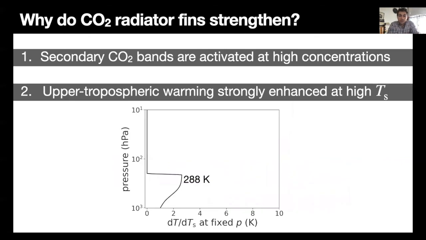But you may have also noticed that each radiator fin also grows taller at higher surface temperature, and that's because the upper tropospheric warming on a moist adiabat is increasingly enhanced at high surface temperature. So whereas at cooler surface temperatures, say 288 Kelvin, the upper troposphere warms maybe twice as quickly as the surface, at much warmer surface temperatures, it warms more like 10 times as quickly as the surface. So if you are a CO2 emission level in the upper troposphere, when the surface warms by 1 degree, you might warm by significantly more than that, and that allows you to crank out a lot more infrared radiation to space.